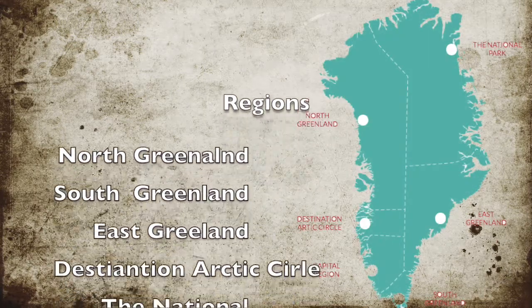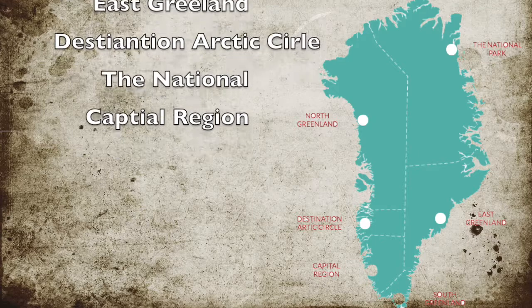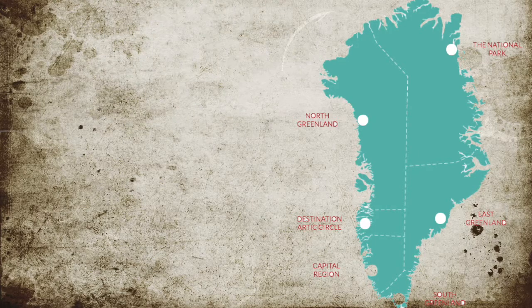Lastly, we're going to do region. Basically, here is how my place is divided. So, according to this map, the main regions are North Greenland, South Greenland, East Greenland, Destination Arctic Circle, Capital Region, and the National Park. These regions are mainly vernacular regions, but can also be functional too.